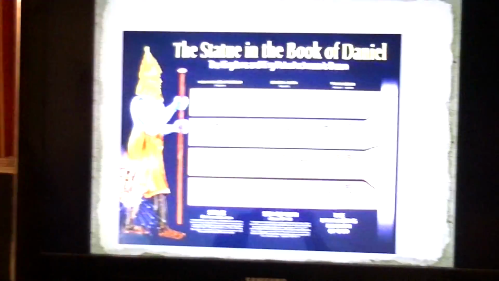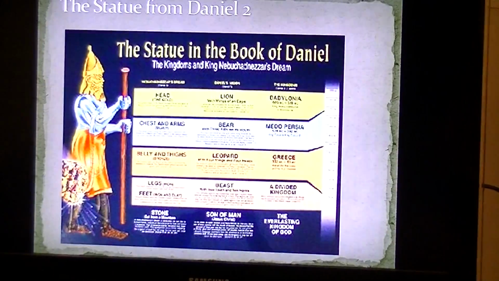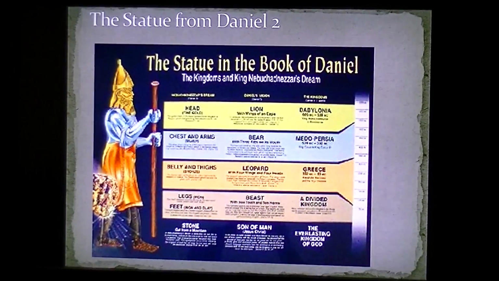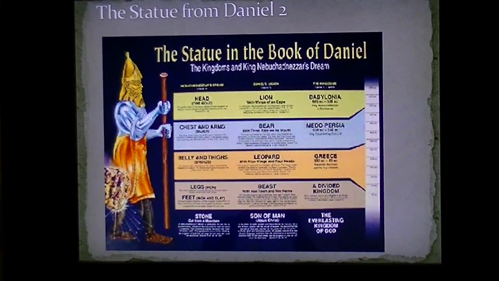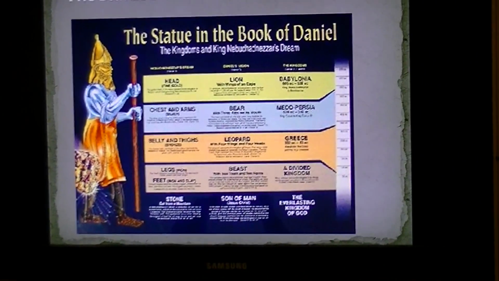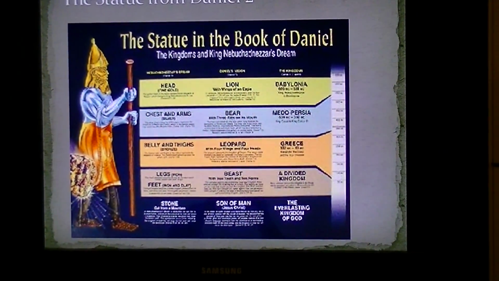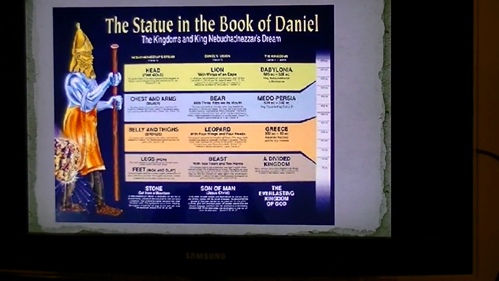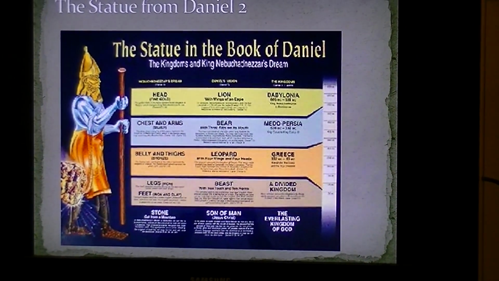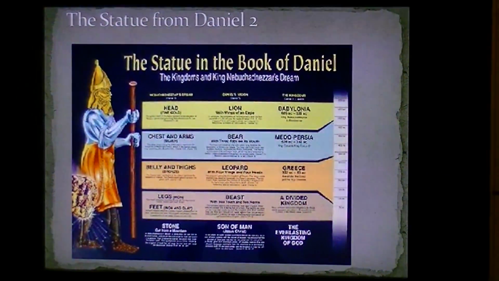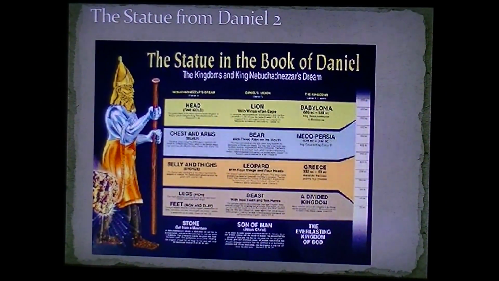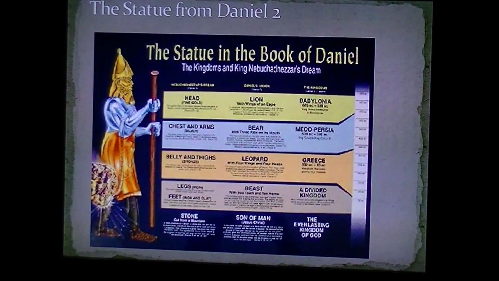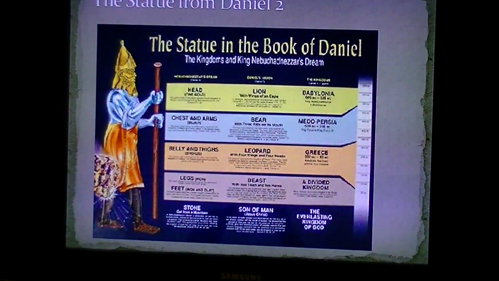All right. Now, the statue in Daniel 2. This is a good symbol of symbolism. If you look at the statue, you have the head of gold, which is representative of Babylon, the kingdom of Babylon, and it's later represented in Daniel with the lion. The arms and the chest are silver. That represents the Medo-Persians, as well as the bear later in Daniel.